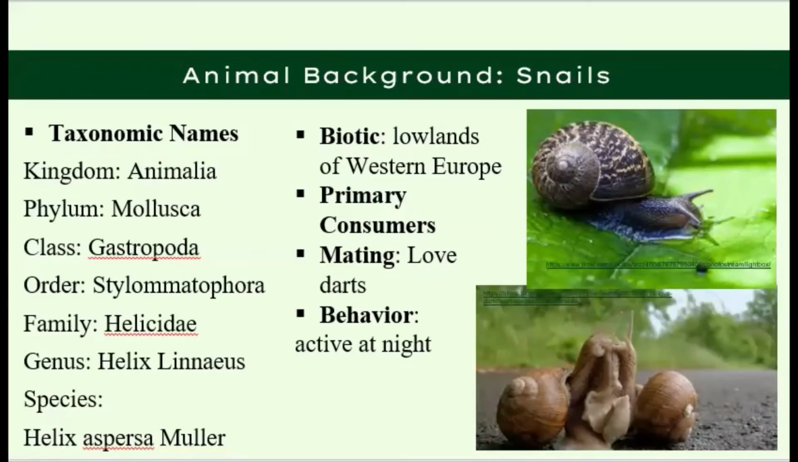Animal background of snails. This snail is in the animal kingdom and in the Mollusca phylum. The class is Gastropoda and it belongs to the Helicidae family. The genus is Helix and the species is Helix aspersa. This animal is biotic and it dwells in the lowlands of Western Europe. However, these snails now dwell in several places where they are agricultural pests.